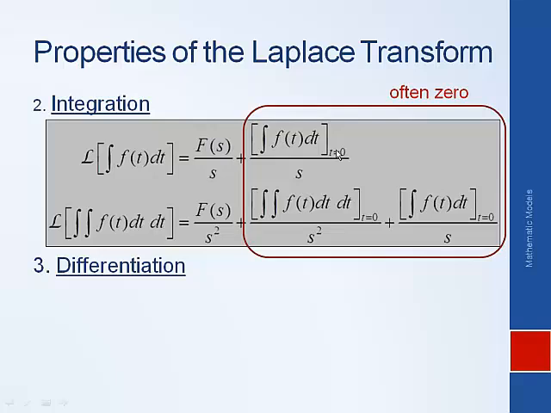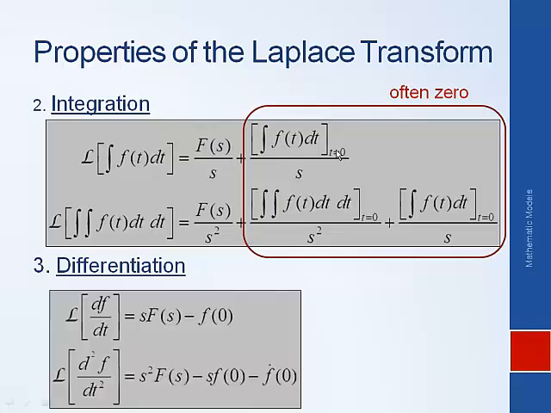So the take-home point is that integration in the time domain becomes division by s in the Laplace domain. And this is something that you maybe saw in the intro course when you were using Simulink and you used an integrator block. The integrator block was 1 over s, and that's where this comes from. That s is the Laplace variable, and it's based on the fact that division by s in the Laplace domain is integration in the time domain.